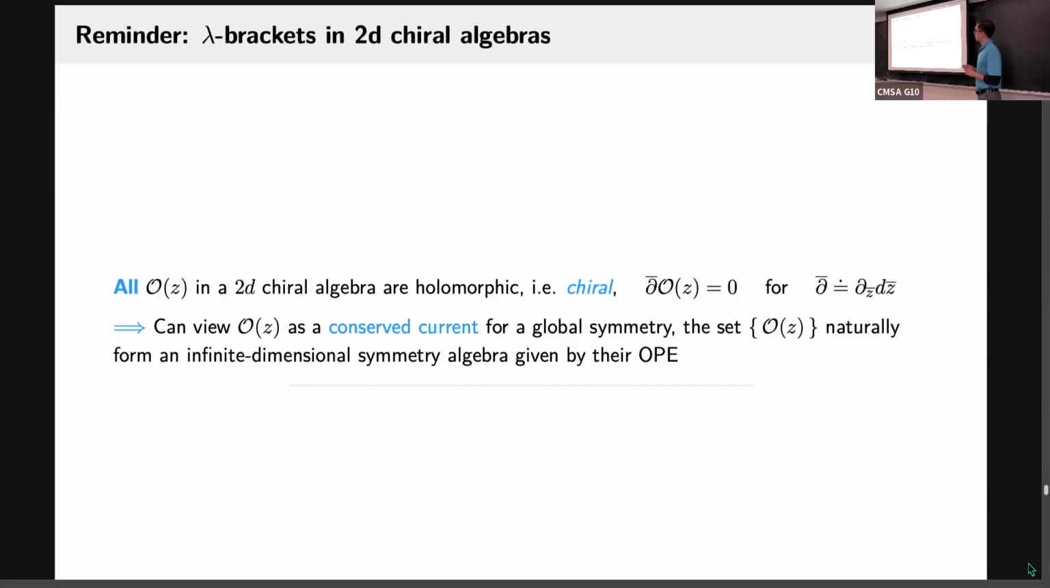Okay, cool. So before my brief remarks on the higher products, I just want to go over the bread and butter example where these lambda brackets occur, to refresh the memory and to make the analogy clearer with what I mean by the higher products in this setting. All the operators of the 2D chiral algebra are holomorphic, i.e. chiral, in the sense that they're annihilated by del bar. And this means that we can view the set of chiral operators as conserved currents generating some infinite dimensional global symmetry of the chiral algebra.